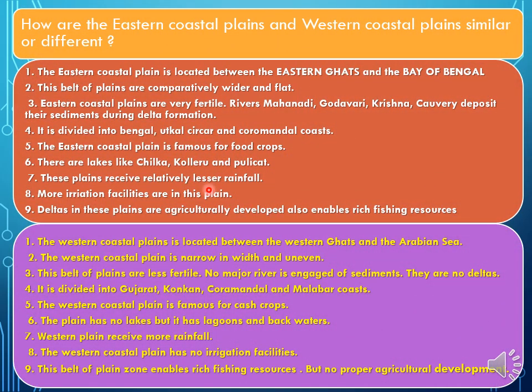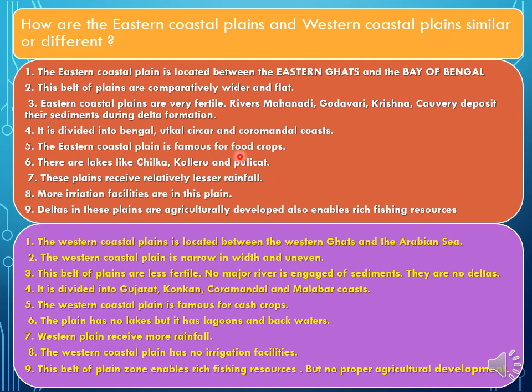Here comes an important question. What are the differences and similarities between the eastern coastal plain and the western coastal plain? Both are coastal plains, that is the similarity, but in size, shape, and area, both are different. Availability of water and rivers also differ. Both lie on different sides. One is on the west side, one is on the east side.